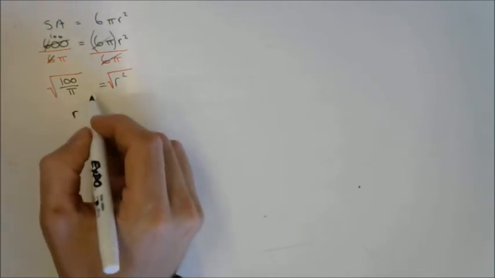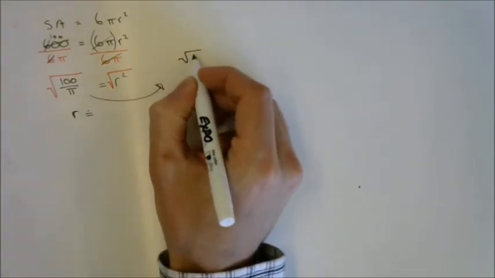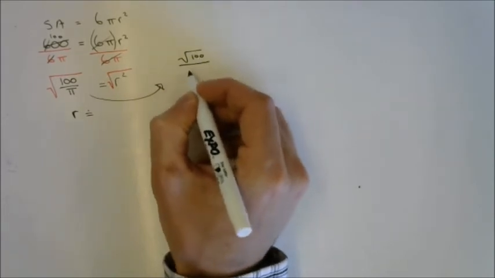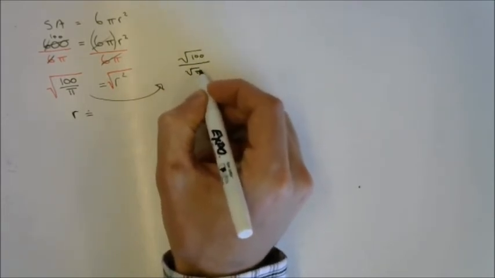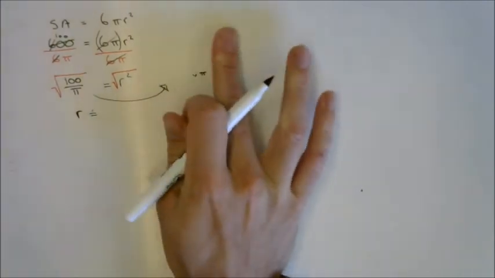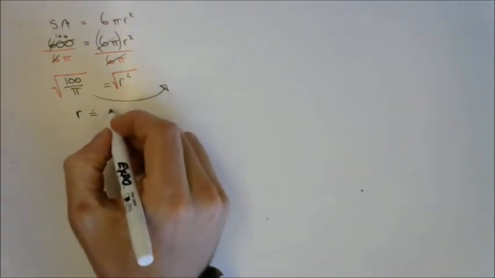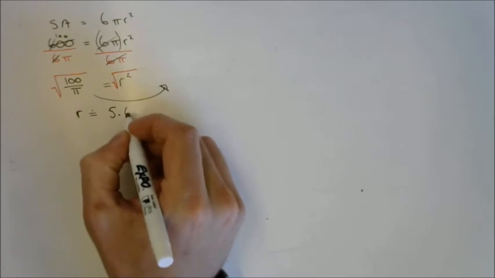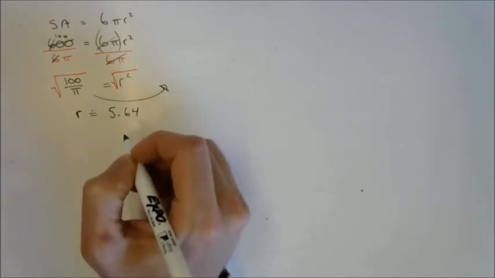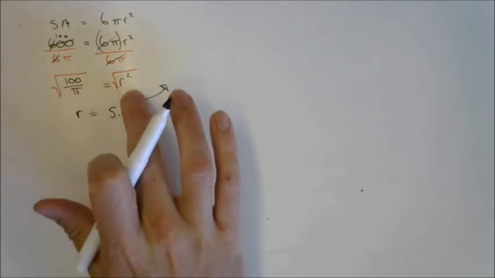This actually, if I take it out over here, just a little side note, this is actually the square root of 100 over the square root of pi. The square root of 100 is just 10, right? So you have 10 over the square root of pi, 10 divided by the square root of pi, and it ends up being approximately 5.64. Okay?